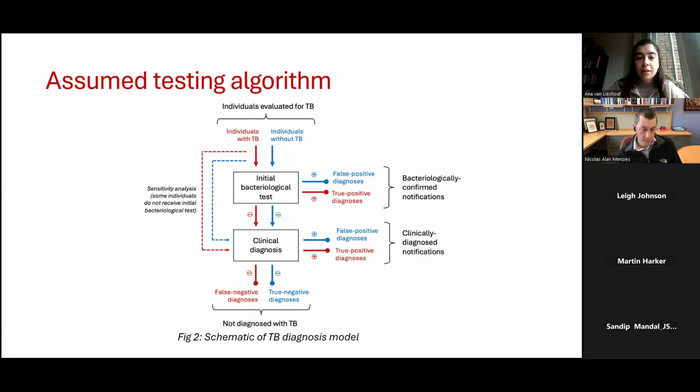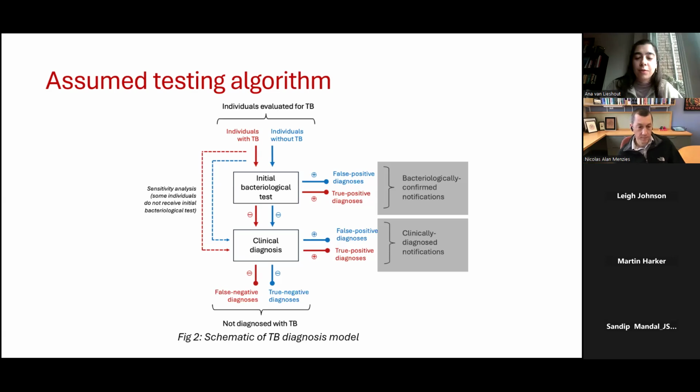I think it's important to know that in this algorithm, we have certain key parameters that really dictate how many people are getting a true positive or false positive diagnosis. This is the data that we are fitting our model to. These bacteriologically confirmed notifications and clinically diagnosed notifications are what we see in the WHO database. So, back to the parameters.